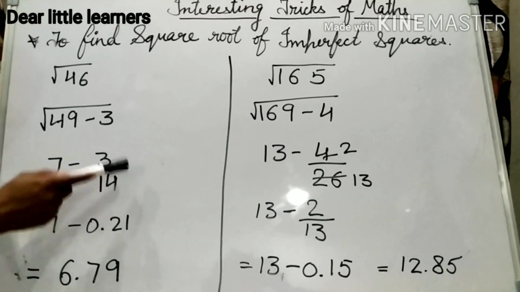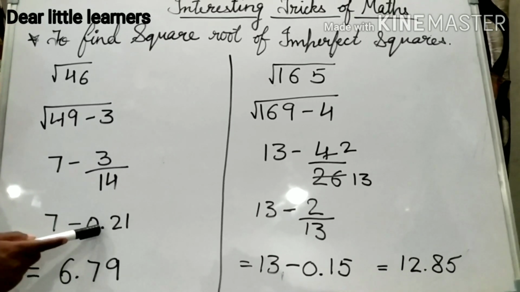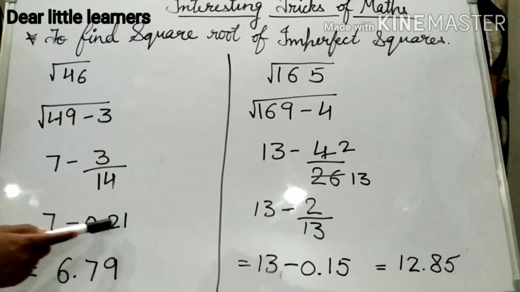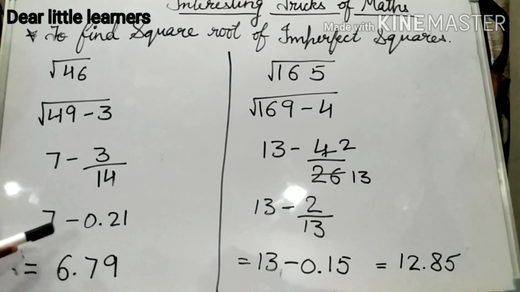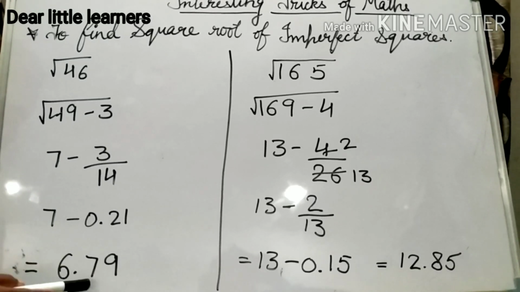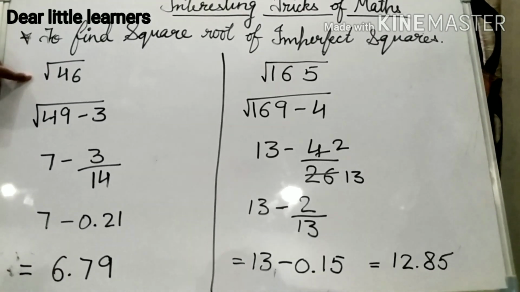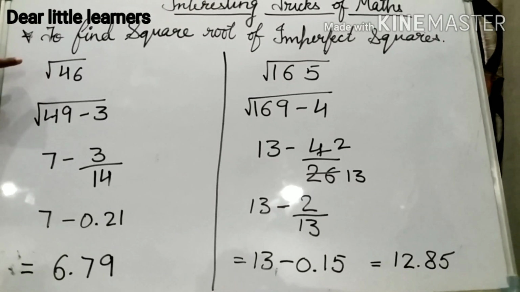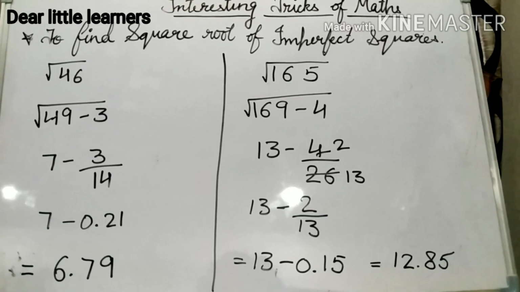When we divide 3 upon 14, we get the answer 0.21. When we subtract this 0.21 from 7, we get the answer 6.79. That is the square root of 46. Like that we find the square root of imperfect squares.